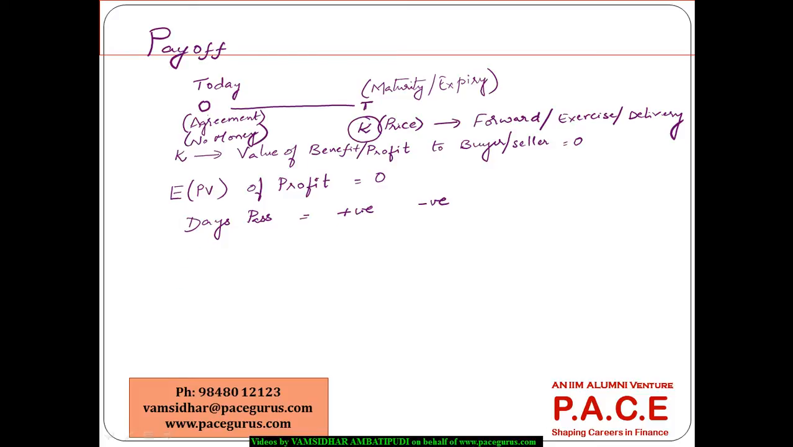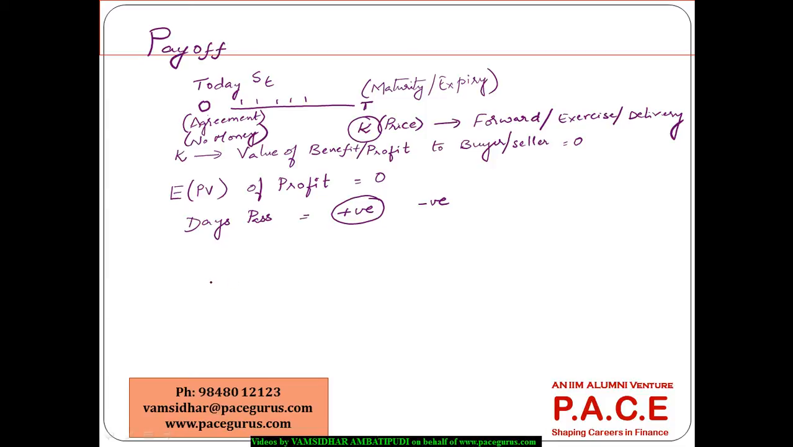So as the days pass by, once I reach here, depending on how the market price is changing and how it is with respect to the exercise price, either the buyer, the long position, will be gaining, or the short position will be gaining. So the profit or loss will come out only after the initiation of the contract, as the days pass by.